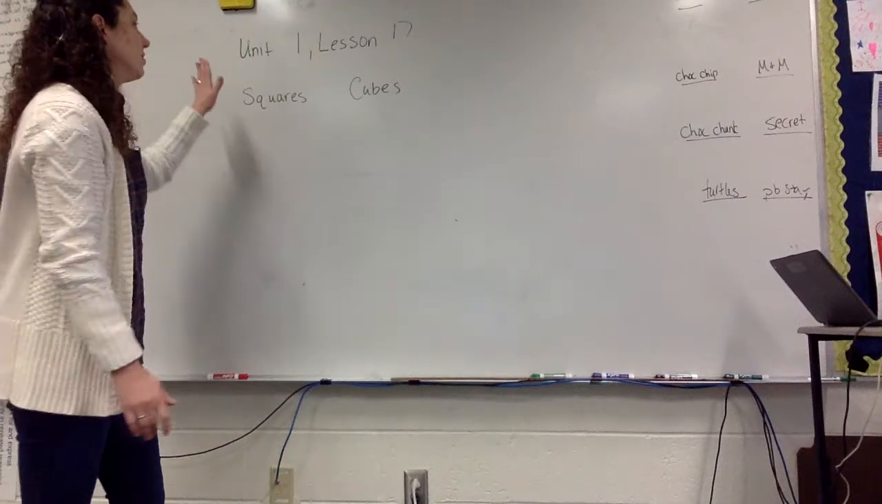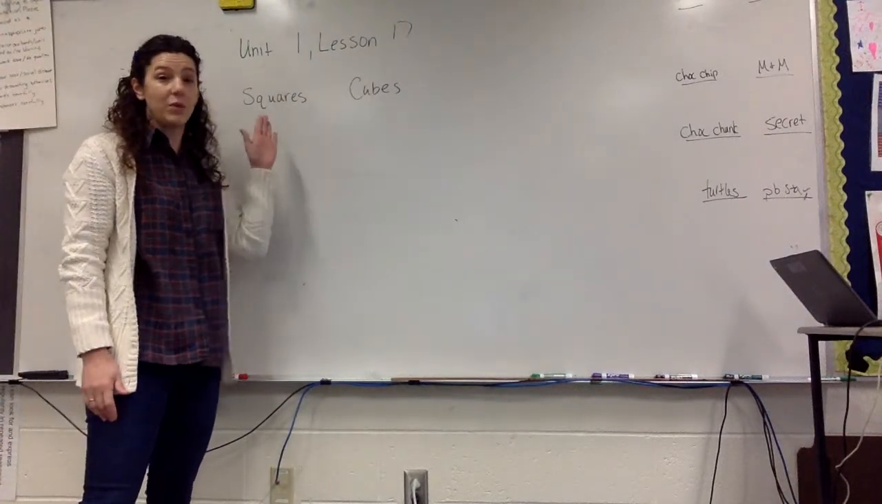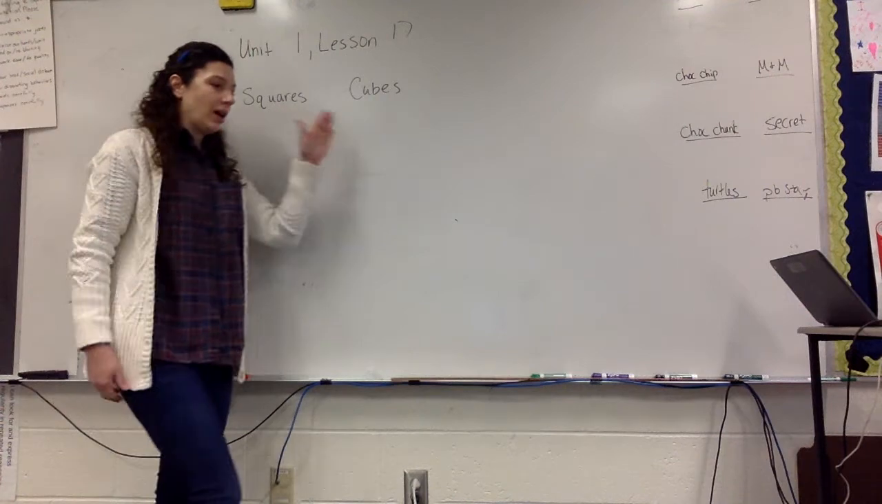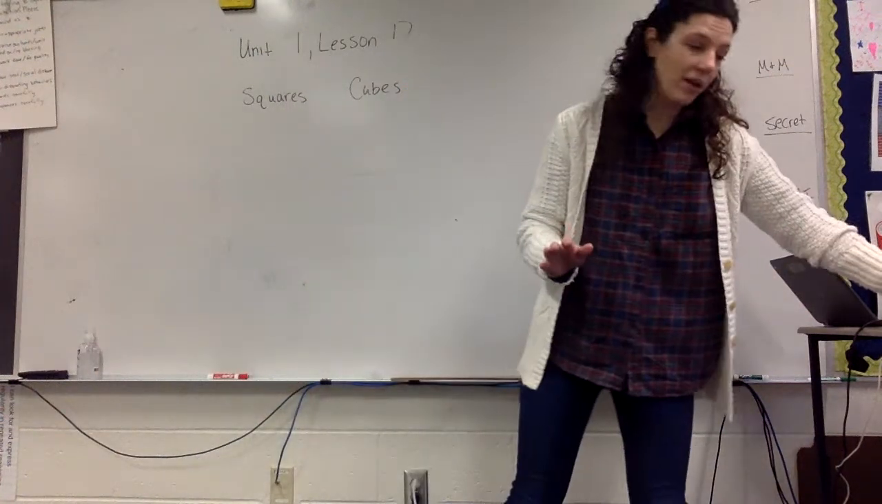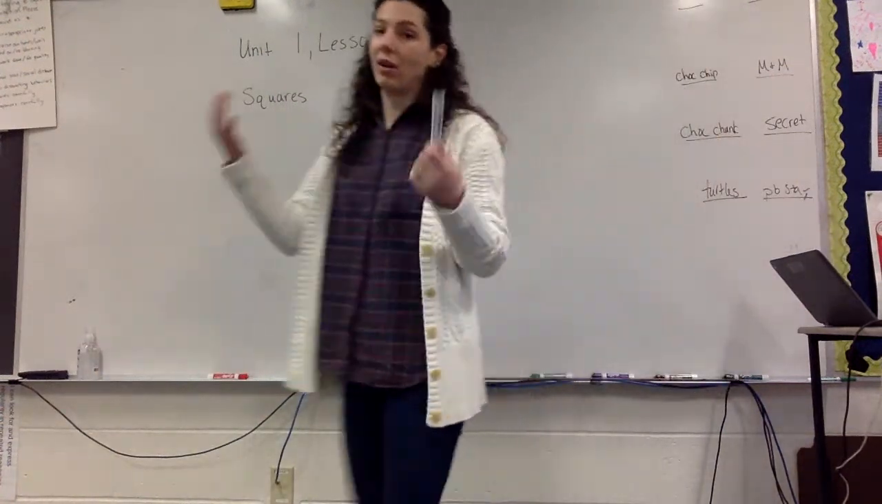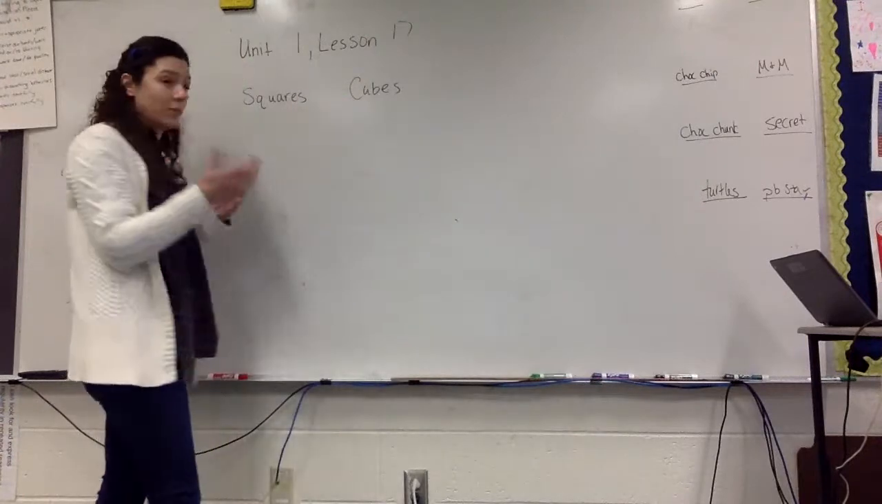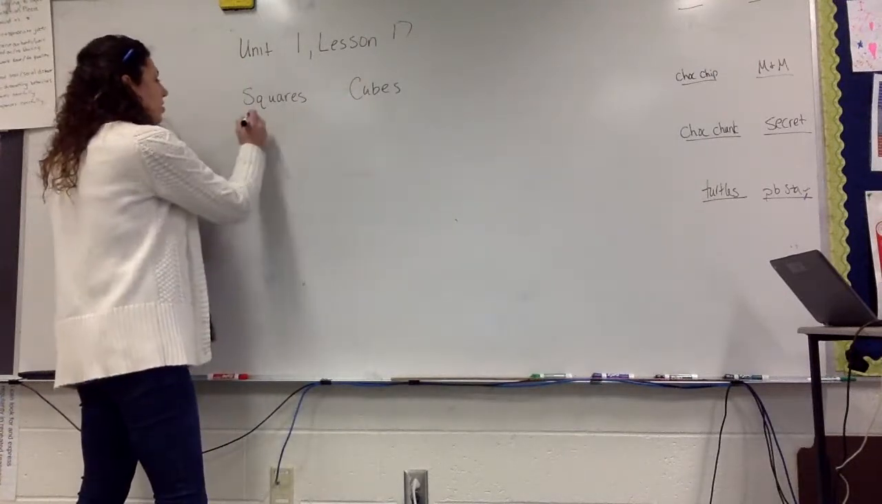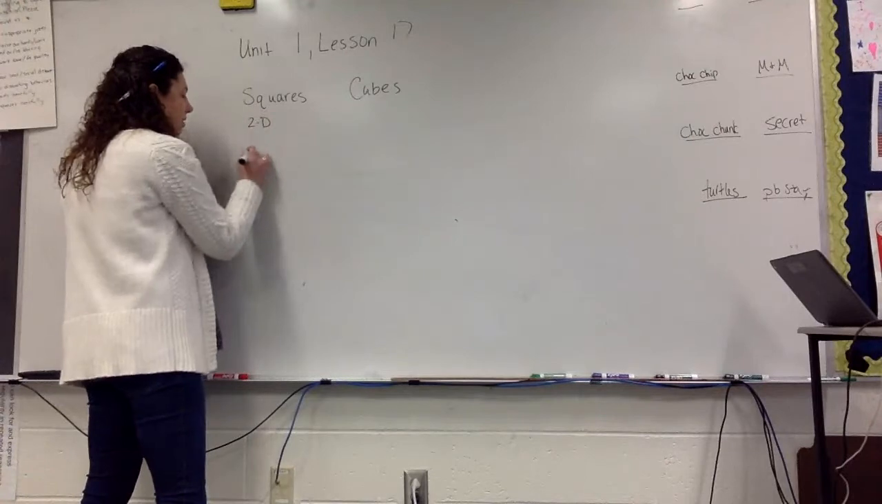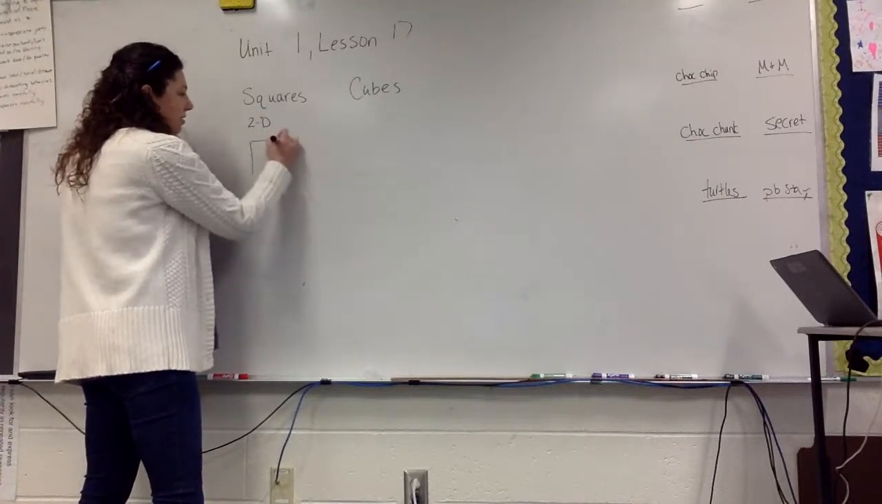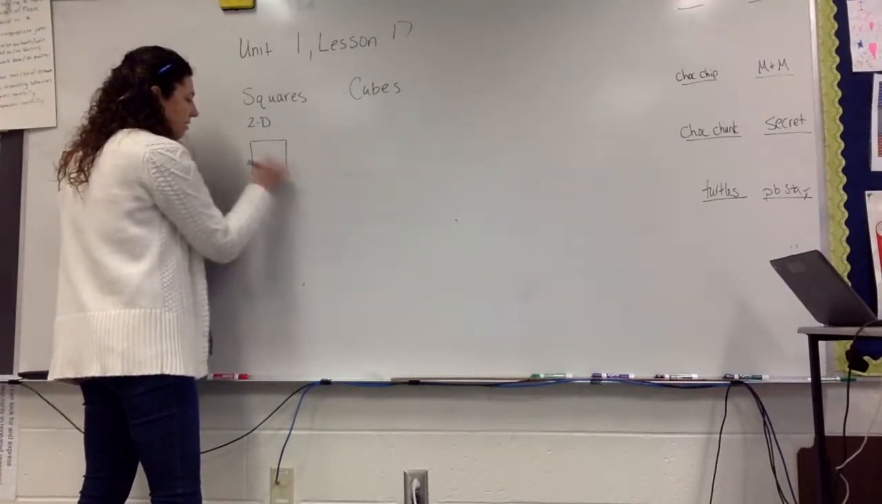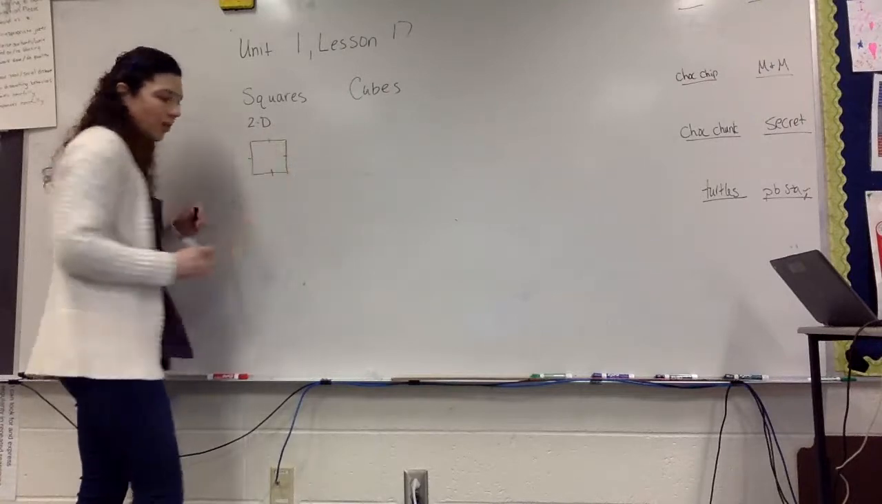Folks, this is Unit 1, Lesson 17, and today we talked about squares and cubes. For a long time, a lot of us have known, when we're talking about area, we read it as unit squared, but what does that really mean? So a square is two-dimensional, it's 2D, right? And what we know about squares is that all four of its sides are equal lengths, right?